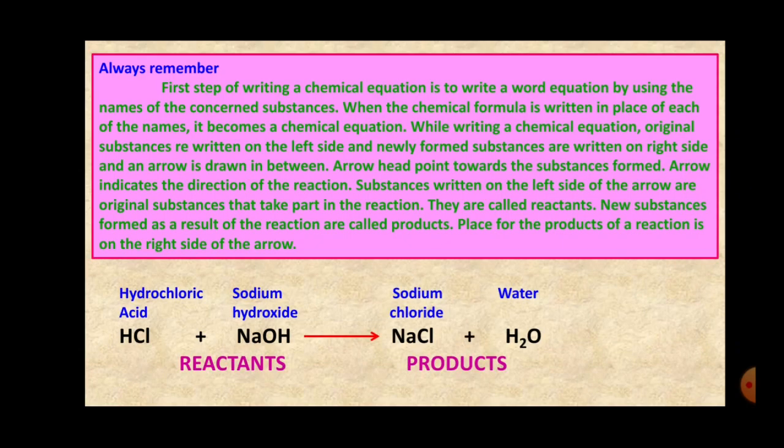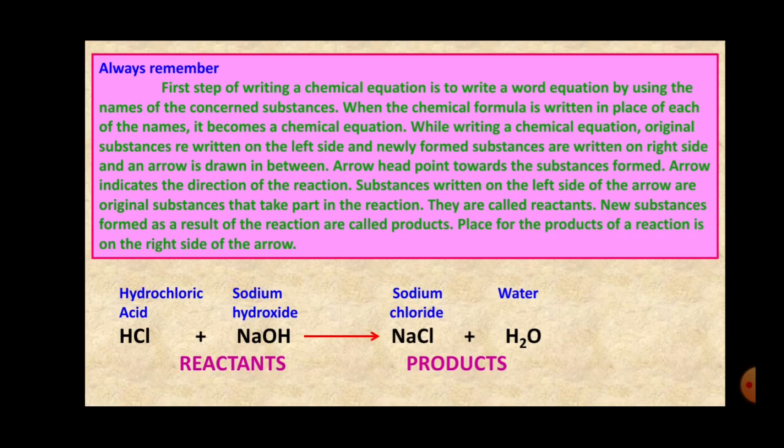Now, when we write a chemical reaction or a chemical equation, first we have to write the names of the substances which take part in the chemical change. So, on the left hand side, we have to write the raw substances or the substances which are reacting with each other, and they are called the reactants.